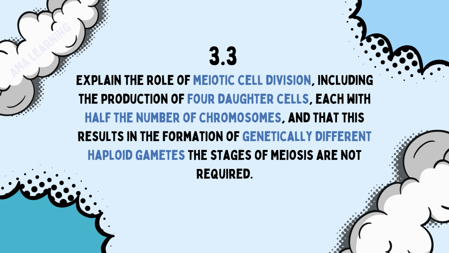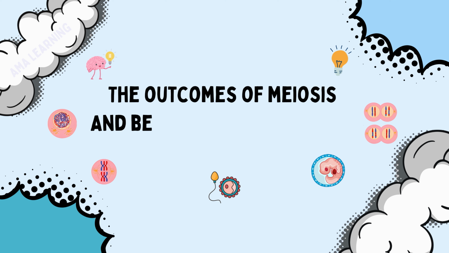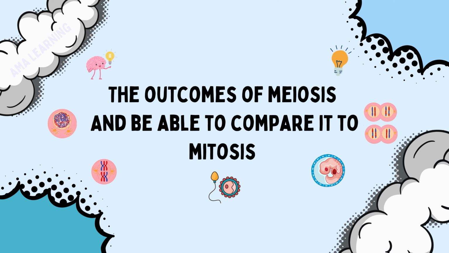To successfully answer any GCSE questions linked to this topic, you will need to know the outcomes of meiosis and be able to compare it to mitosis. If you have forgotten what mitosis is, you can recap it in the 2.1, 2.2 and 2.3 videos. The link is in the description below.